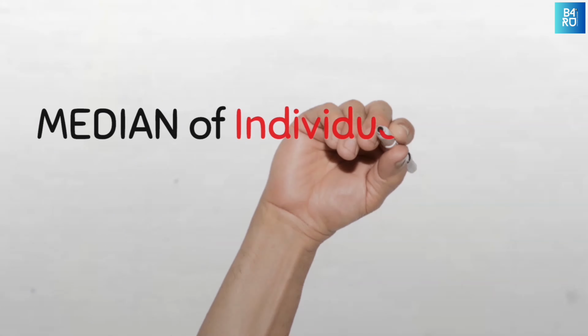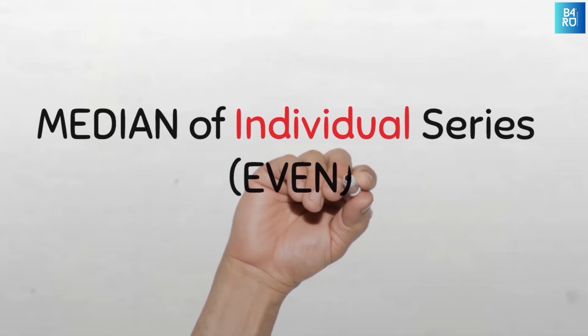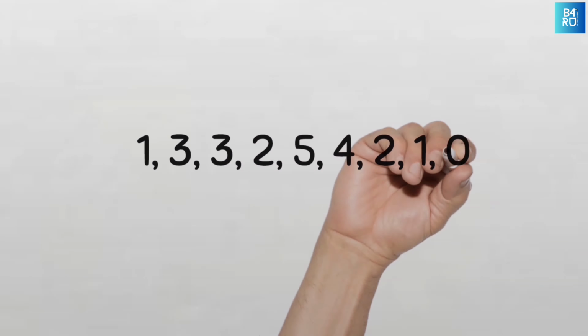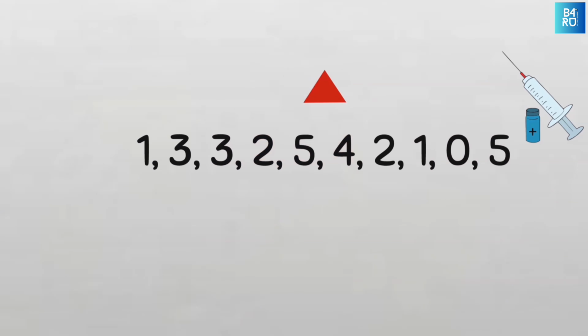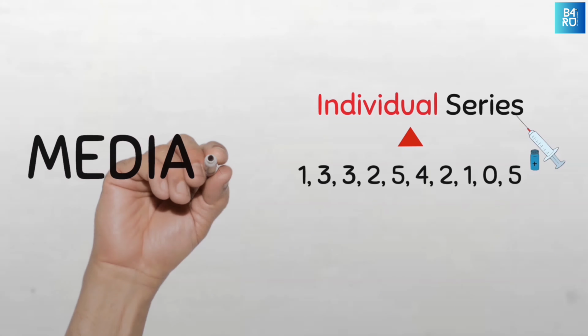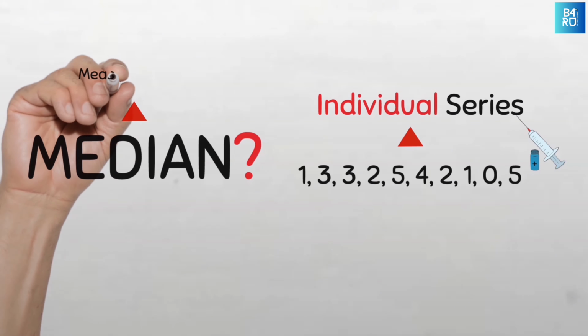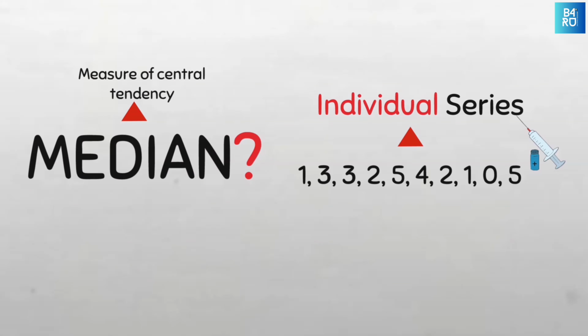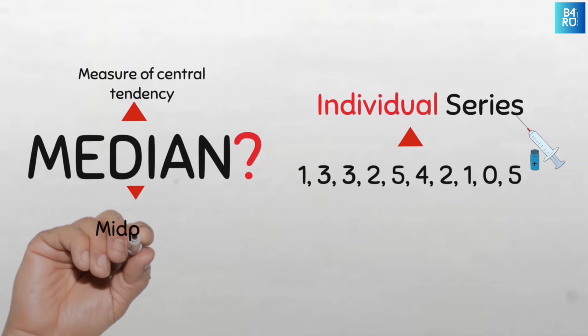How to find the median for individual series data with even number of values. This is the individual series data of the number of times that 10 children were vaccinated in their lifetime. Let's find the median of this data. Recall that we said that the median is a measure of central tendency that indicates the middle point of the data set. So our task here is to find the middle point, right?